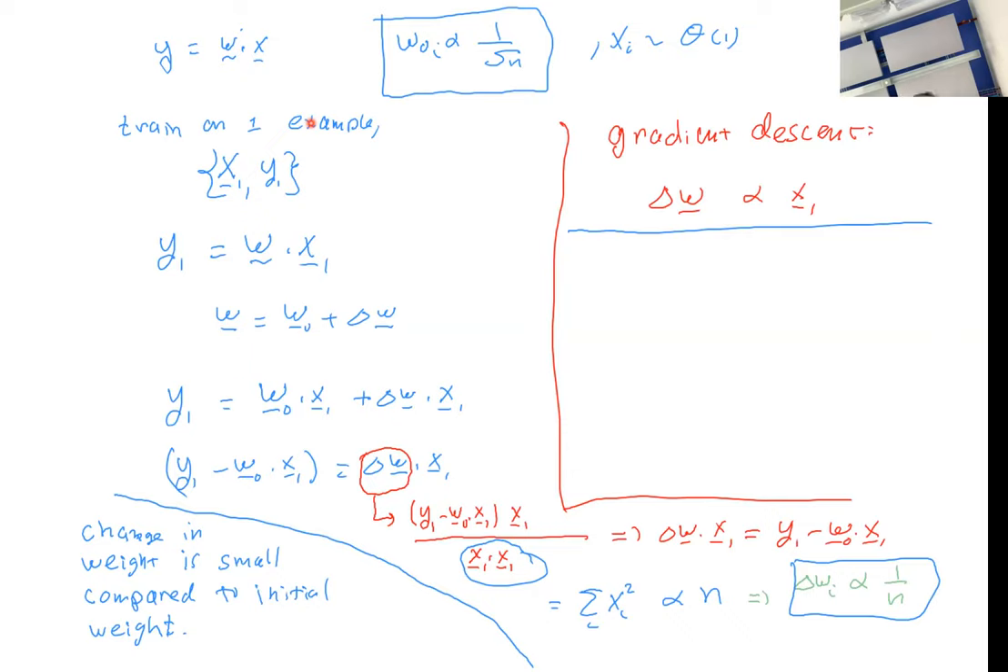Okay, so that was all linear regression. What about deep networks? Okay, let's go back to our favorite deep network. y equals some function of w dot x.